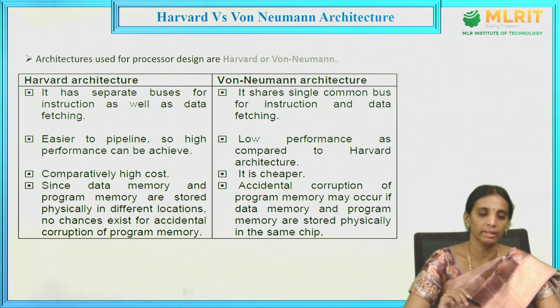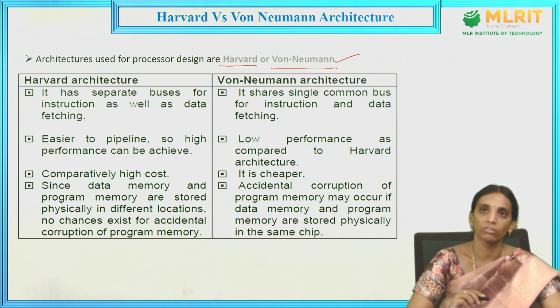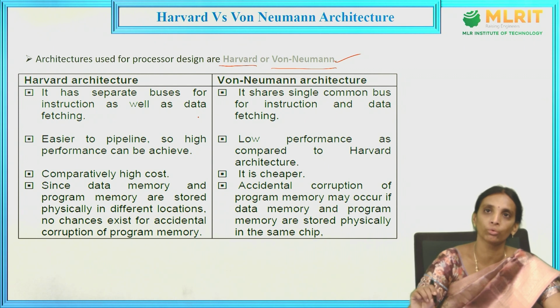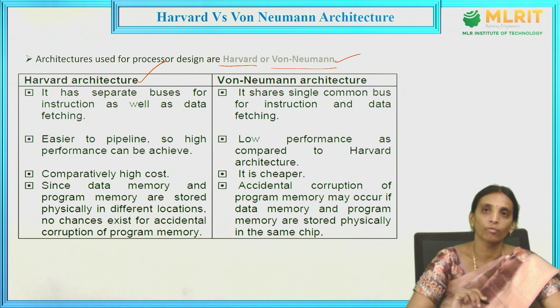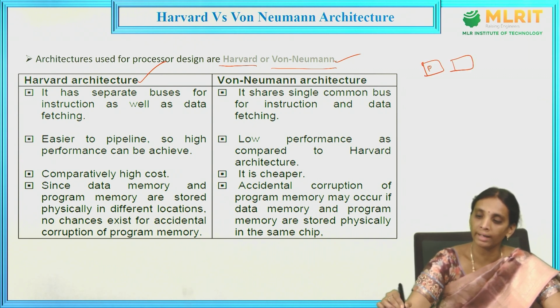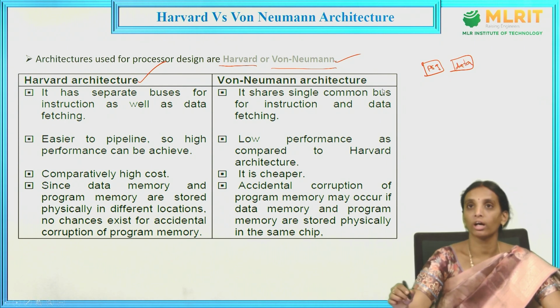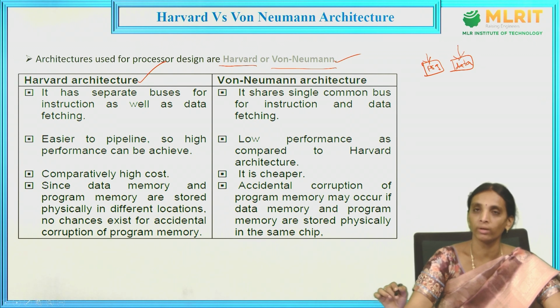And the next one is the architectures used for processor design, which are Harvard or von Neumann architecture. Based on this comparison, we can choose the required architecture based on our application. First, Harvard architecture. Harvard architecture uses separate memory blocks for program and data. So the Harvard architecture uses one memory block for program, one memory block for data.